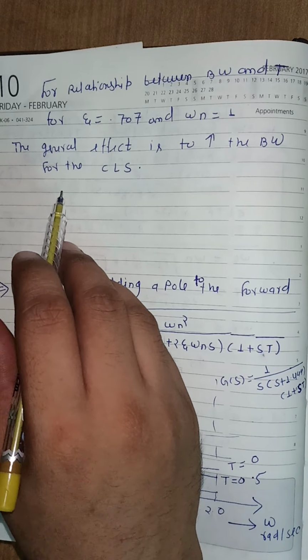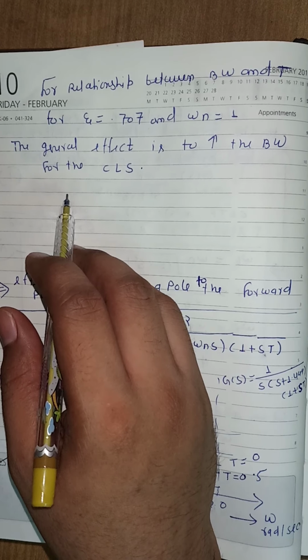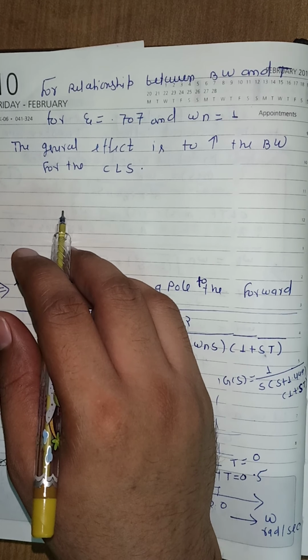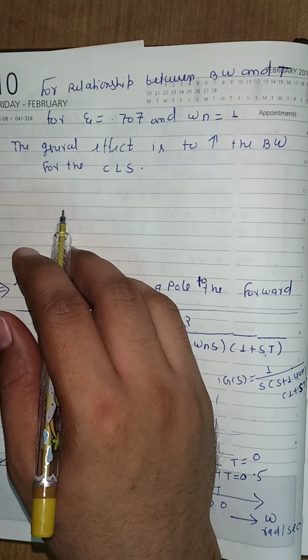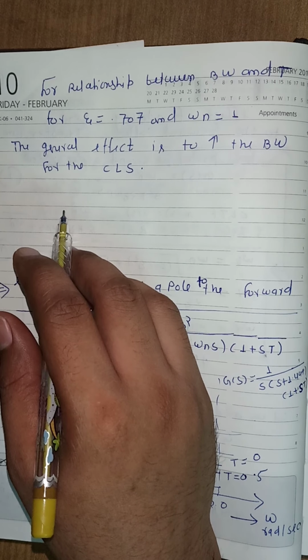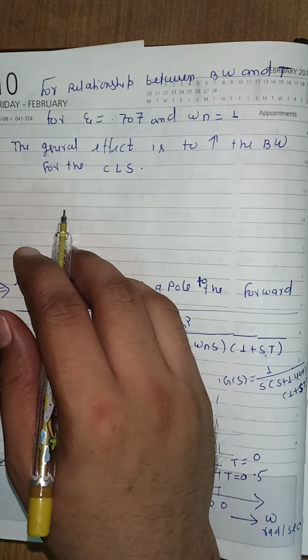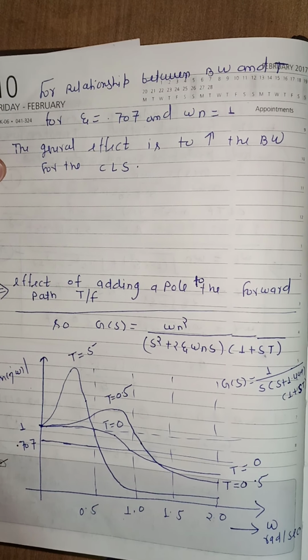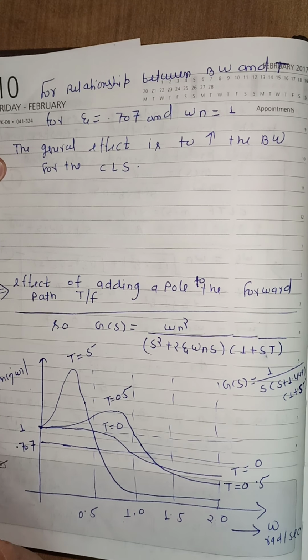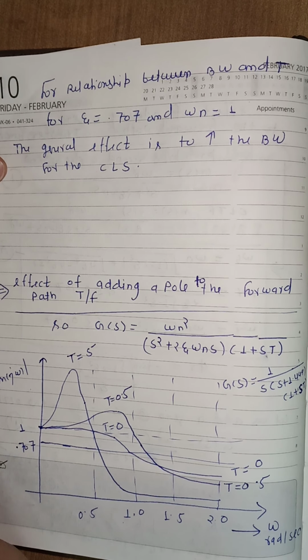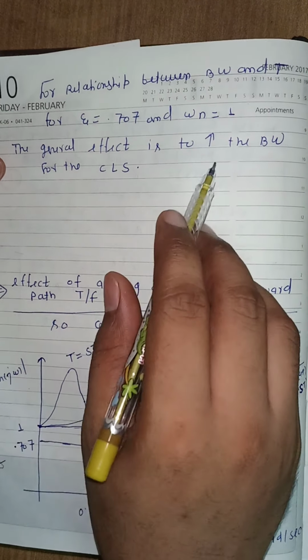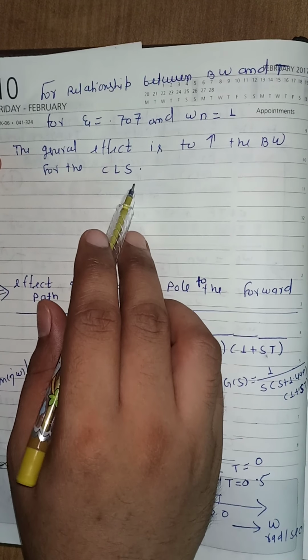But generally bandwidth will increase with the increase of capital T, the time constant, by addition of a zero to the open loop transfer function. But for a range of small values of time constant, bandwidth will decrease. So what is the general conclusion? You can say the general effect of adding a zero to the forward path transfer function is to increase the bandwidth of the closed loop control system.